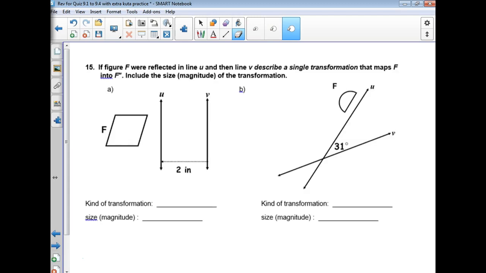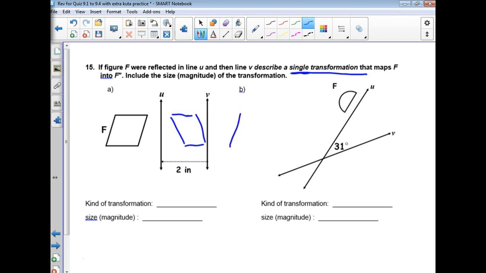Okay, now we added on this section 9.4 that we were studying yesterday. You have some notes you can study from in your ISN, and you have your reference sheet. If figure F were reflected in line U and line V, you don't have to do the reflection. What it says is include the size, magnitude of the transformation, and what single transformation maps F to F double prime. So it's like you're going to flip it over, and then flip it over again.